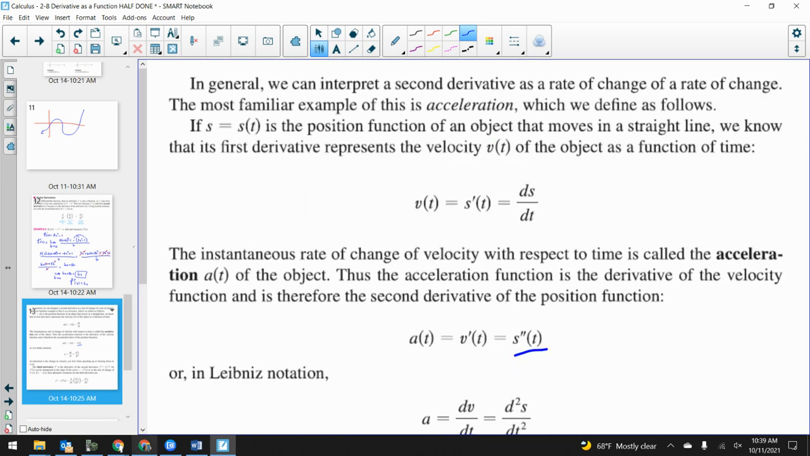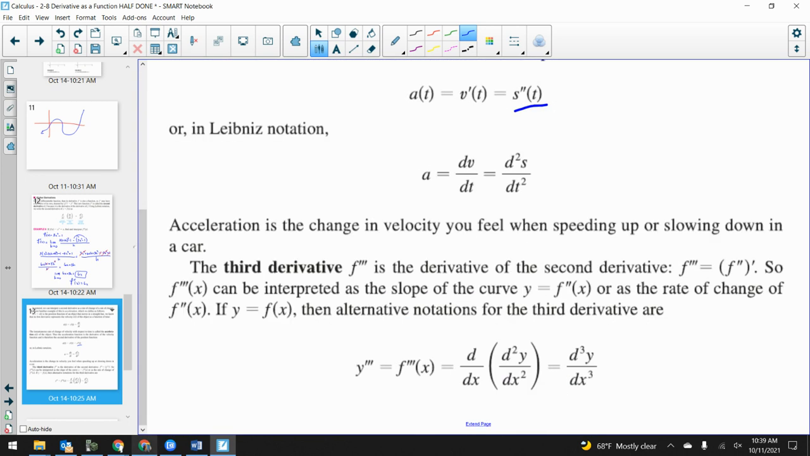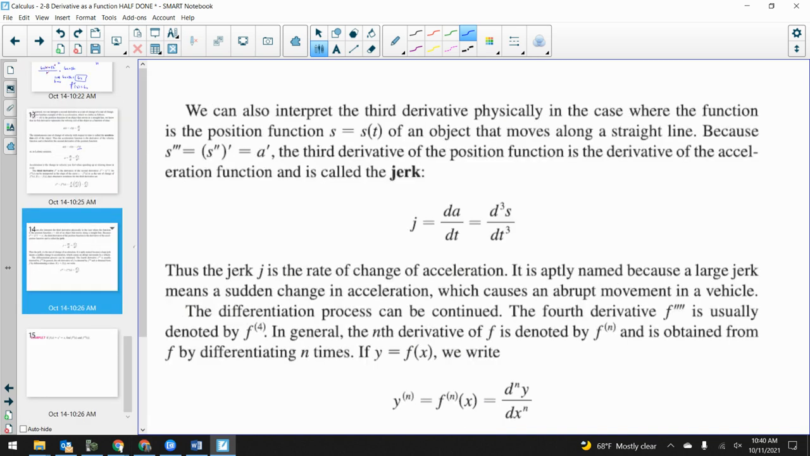Now, what is the third derivative? What are the implications of that? Well, there become less and less real world implications once you get into double, triple, quadruple derivatives. It's like the rate of change of the rate of change of the rate of change. Right? Then it's like, whoa, I don't know.